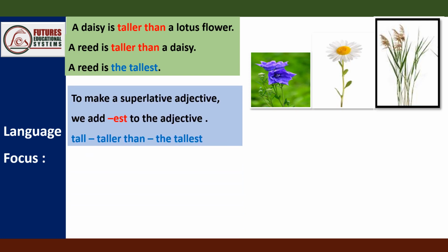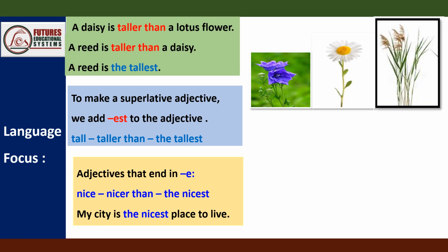To make a superlative adjective, we add est to the adjective. Tall, this is the adjective. Taller than, this is the comparative form. And the tallest is the superlative form. We use the adjective to describe one flower. We use the comparative form to compare between two flowers. And we use the superlative form to compare all three flowers.